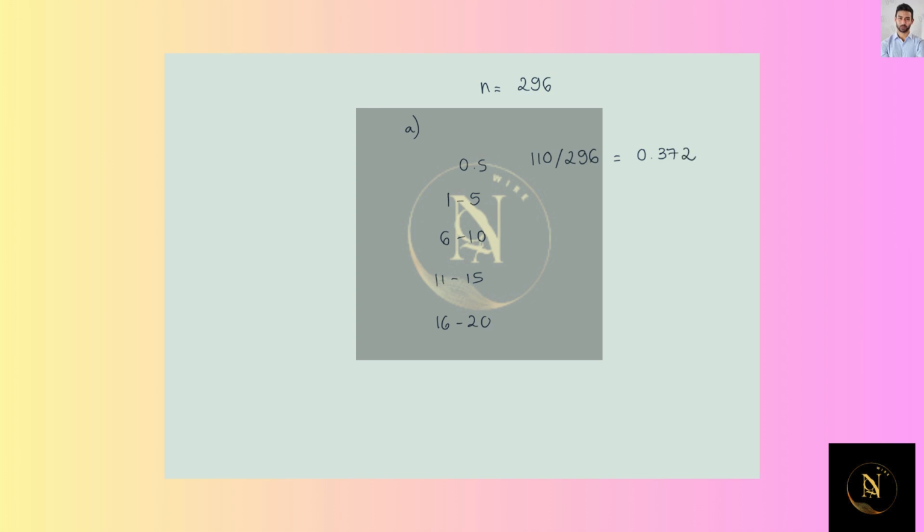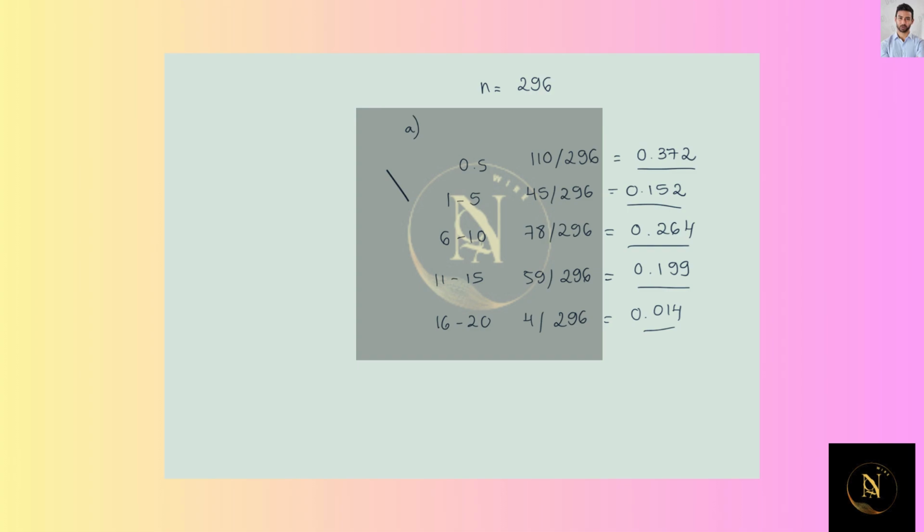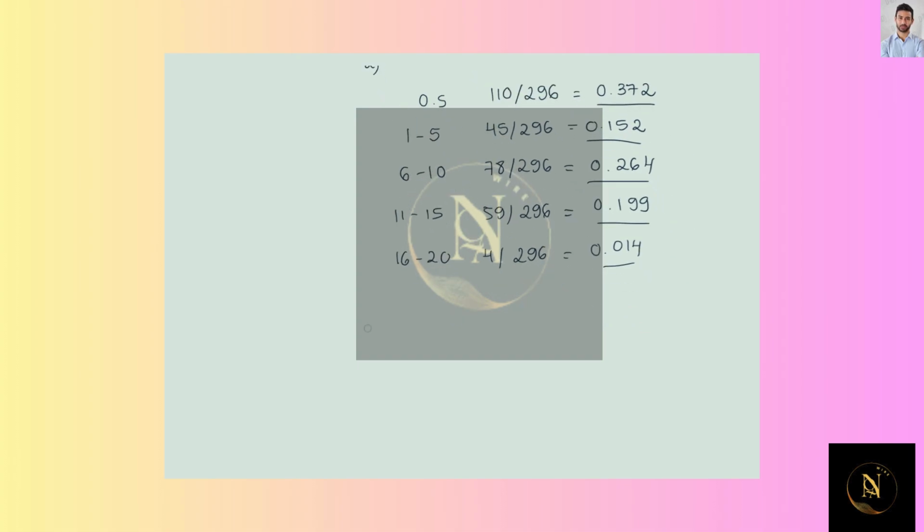So what we're gonna get is 0.372 for the first one, then we are gonna get 0.512 for the second, and so on. So that will be the answer for each one of those age groups that we have.